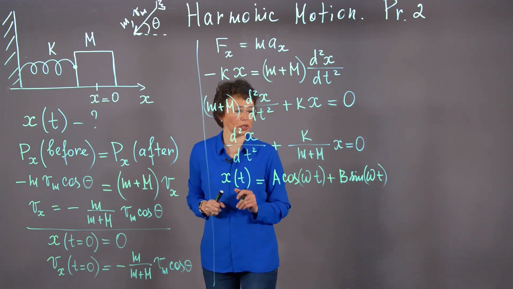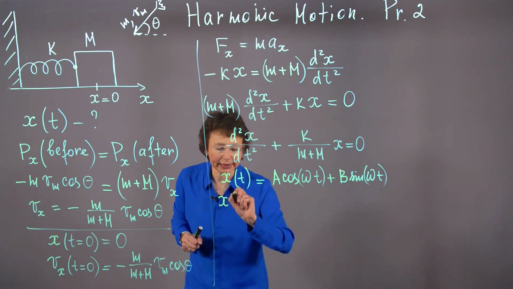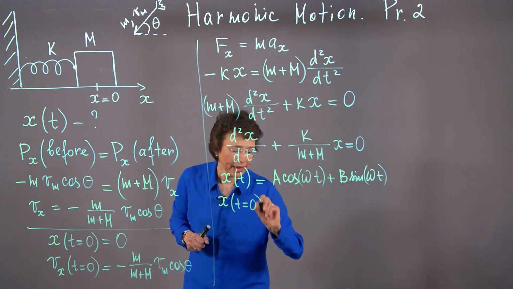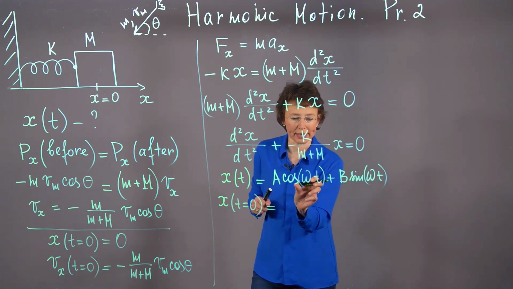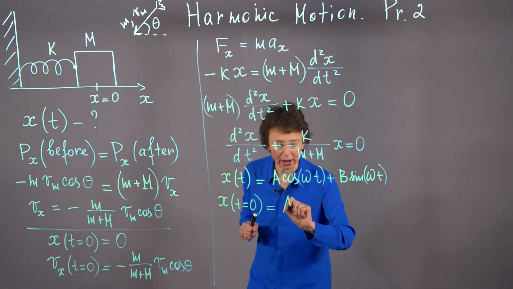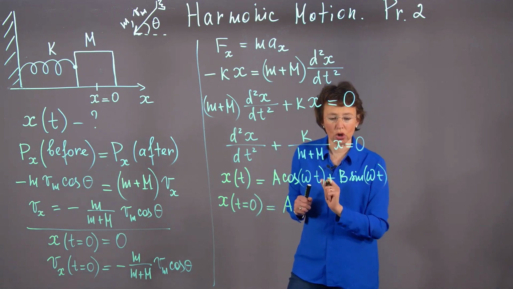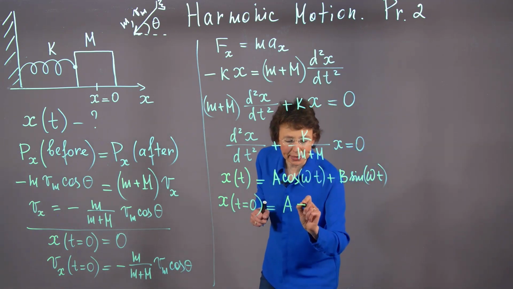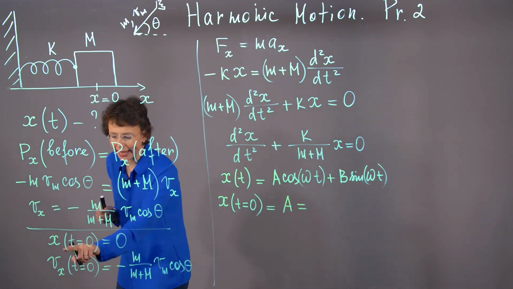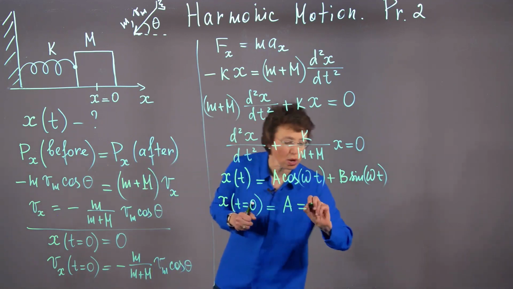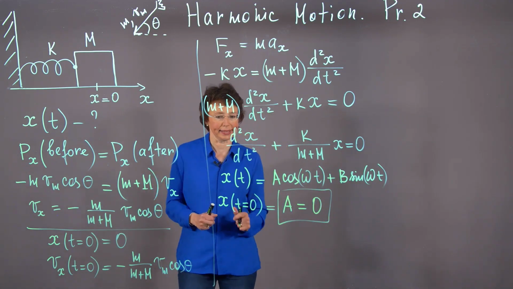So let's start with using the initial conditions. What is x at time moment 0? x at time moment 0: cosine 0 is 1, so I have a. Sine 0 is 0, no second part, and this is equal to, where is my initial condition? Here, x at time moment 0 is 0. We found a, great. In this case, a is 0.